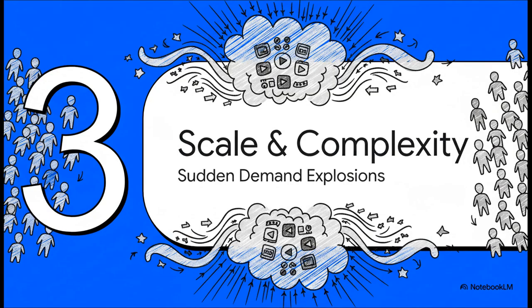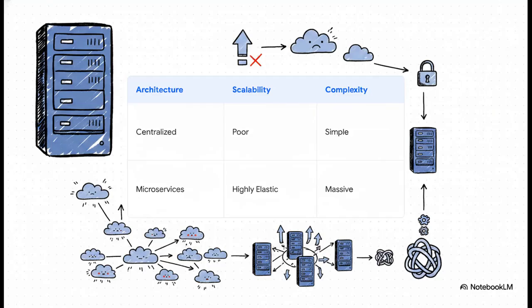All right, moving on to Section 3, the scale and complexity problem. And this brilliantly illustrates the shift. I mean, what happens when millions of people demand the exact same file the second a new show drops? Sudden demand explosions like that used to cause total infrastructure meltdowns. So, Netflix aggressively redesigned their entire architecture.